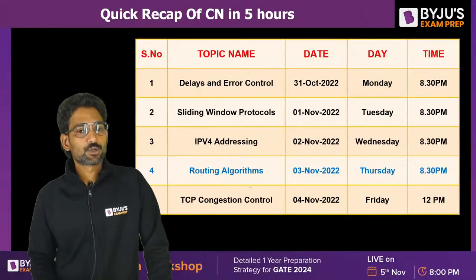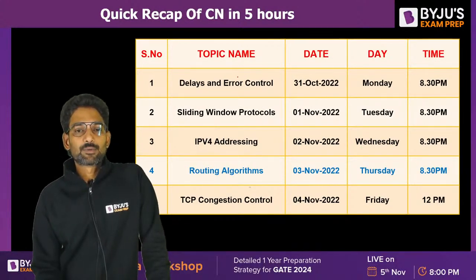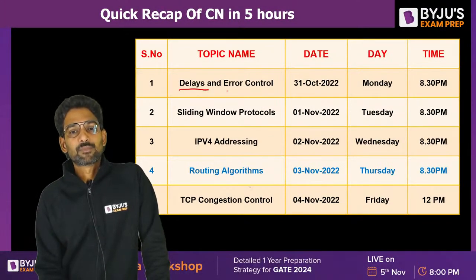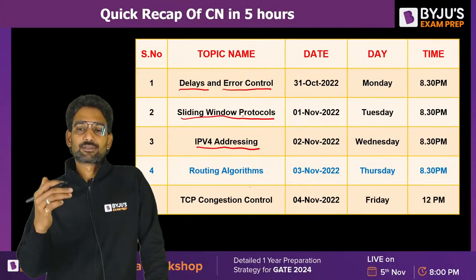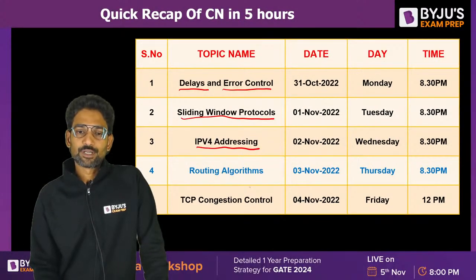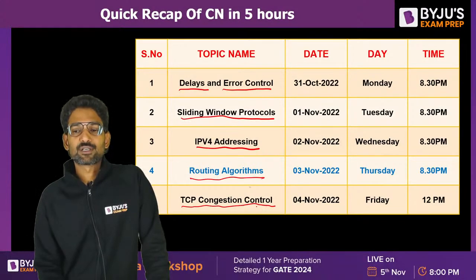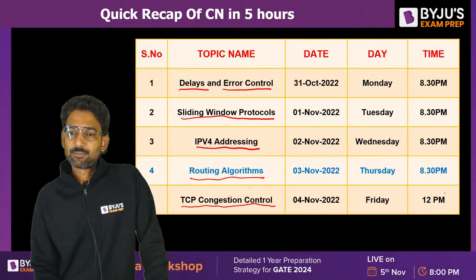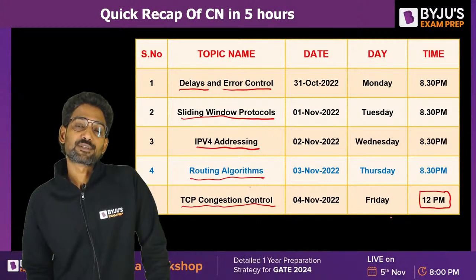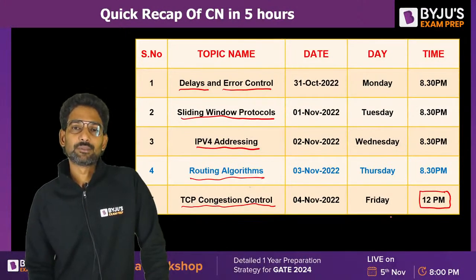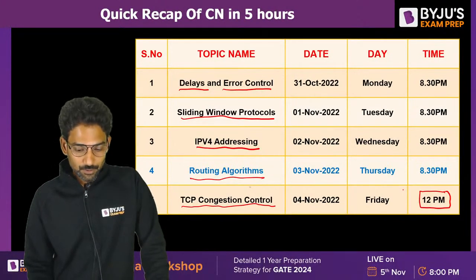Okay, so guys, this is what the series as we have planned. As I said already, we have covered delays, error control, sliding window protocols, IPv4 addressing in the last 3 classes, right? So today's topic is routing algorithms, and tomorrow's topic would be TCP congestion control. But guys, please make a note of the change. Tomorrow the class will happen at afternoon 12 p.m. I will not be available in the evening tomorrow, hence this class will happen in the afternoon 12 p.m. tomorrow.